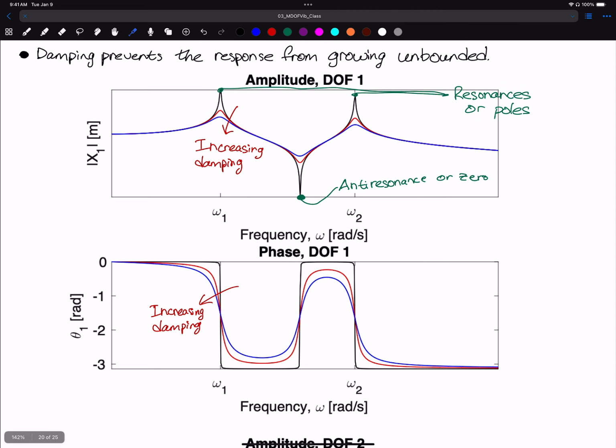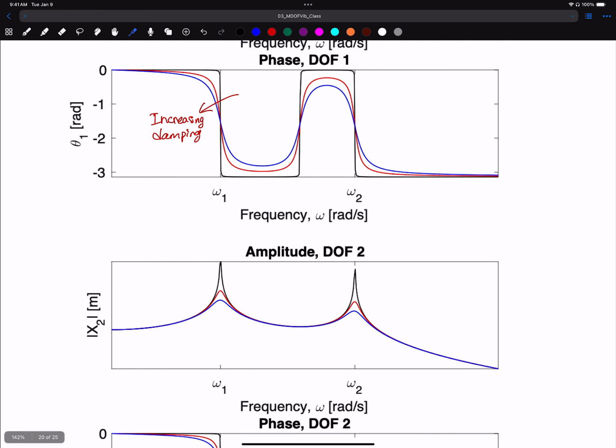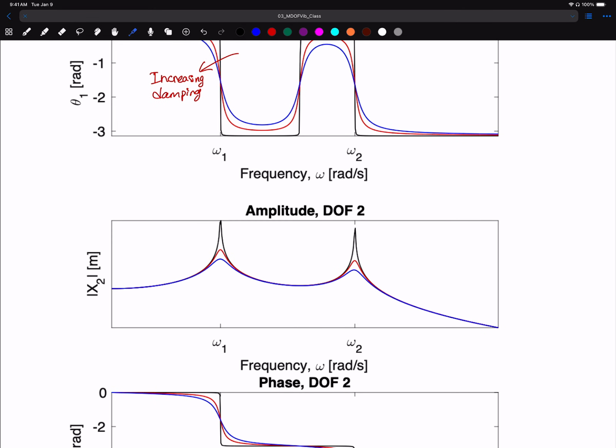Now, the mass that is being forced will have the most zeros appearing. The mass or degree of freedom that is furthest away from the forcing location spatially will end up having the least number of anti-resonances occurring in it. So in this case, that is the second mass, and as a result, we have no zeros appearing. But we still get a very large response at the natural frequencies. So this is true always. This is the direction of increasing damping.